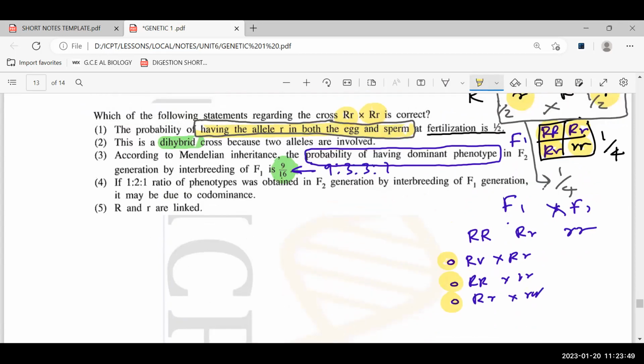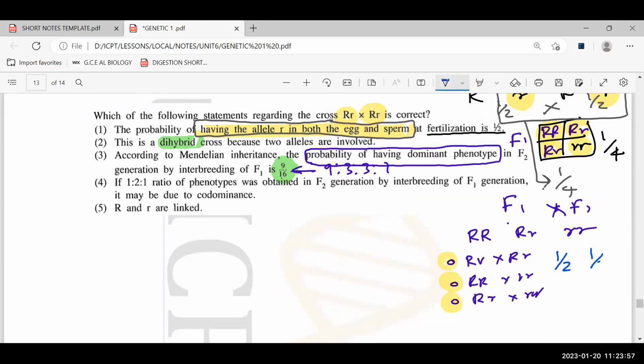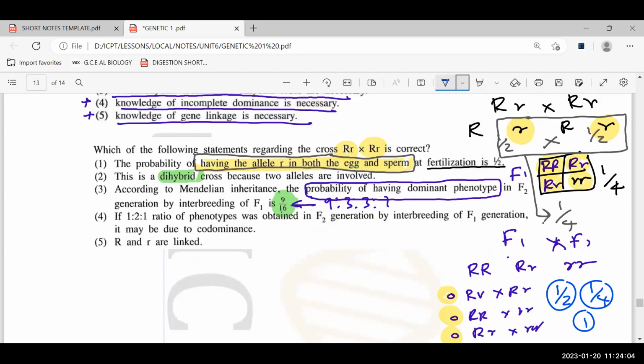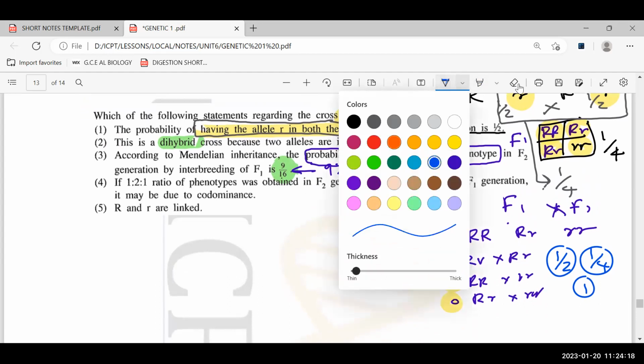But today we have learned, if we use all these combinations, we always get these three ratios. We don't get 9 out of 16, which is the dihybrid cross. So always in a monohybrid cross, we get these three ratios.